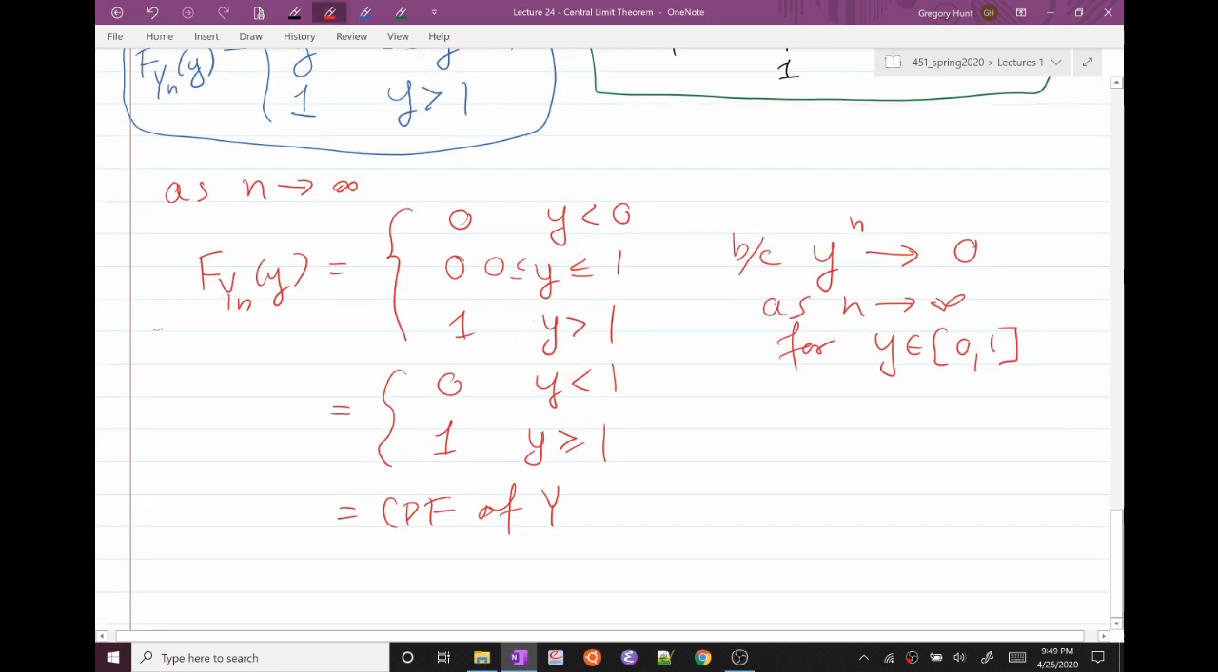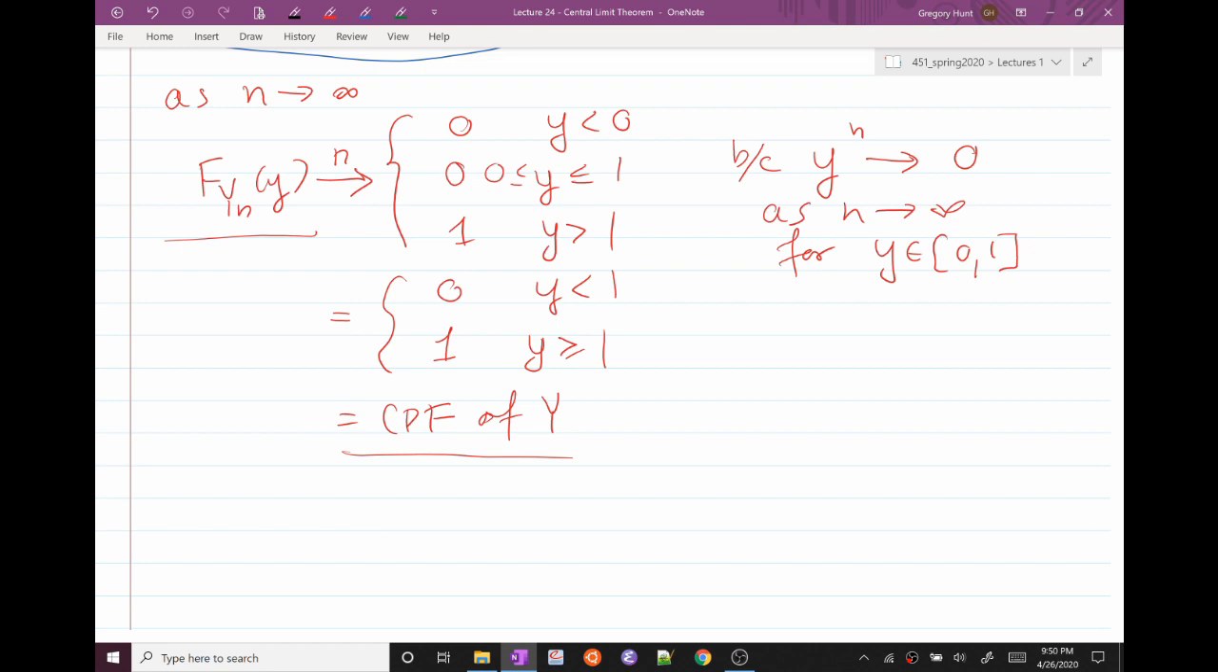And so we have that as n goes to infinity, the CDF of the Y sub n gives you the CDF of Y. And by definition of what it means to converge in distribution, we can say the Y sub n converge in distribution to Y. And in this case, Y was 1, our degenerate random variable, so we just write 1. A little bit of abuse of notation, but not too bad.